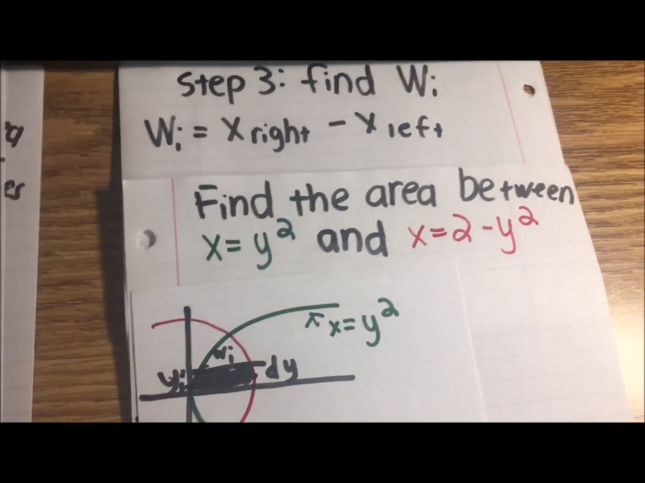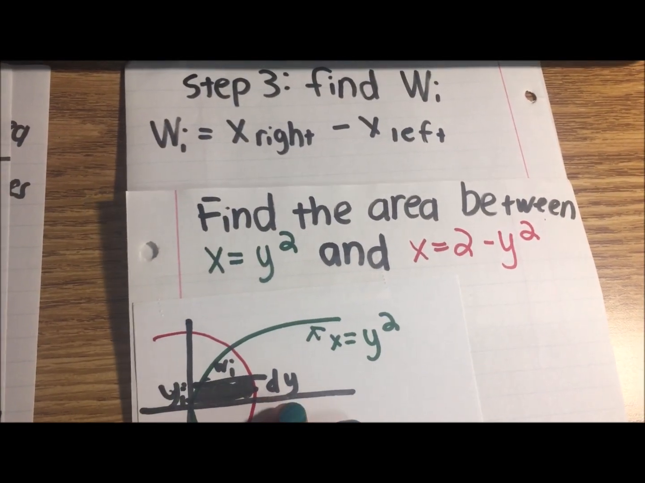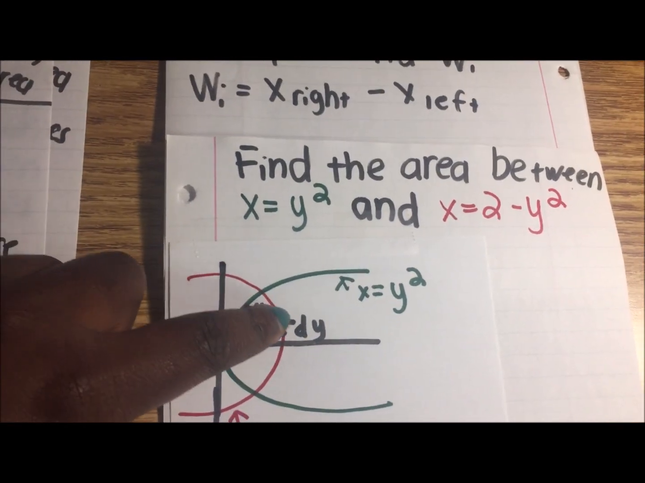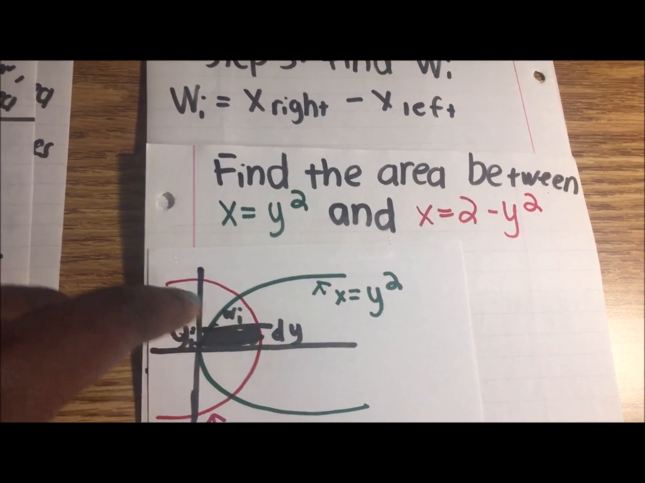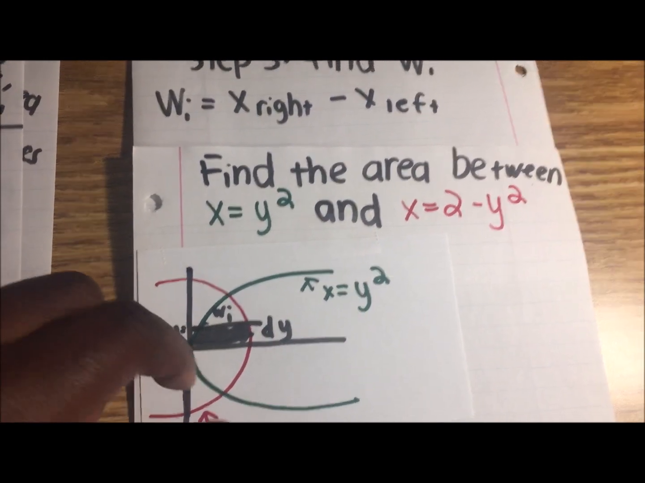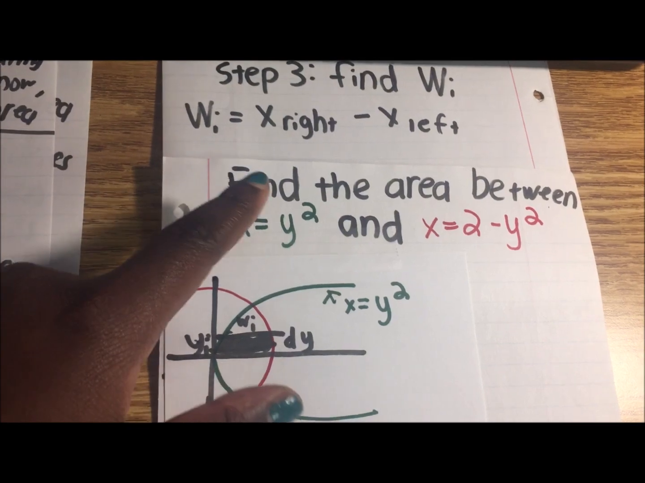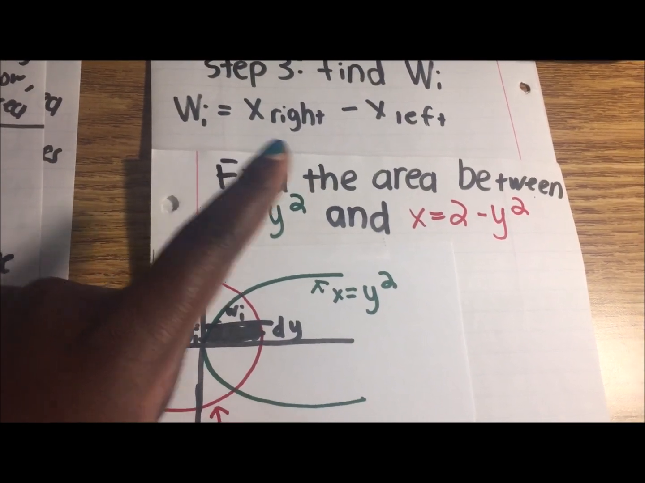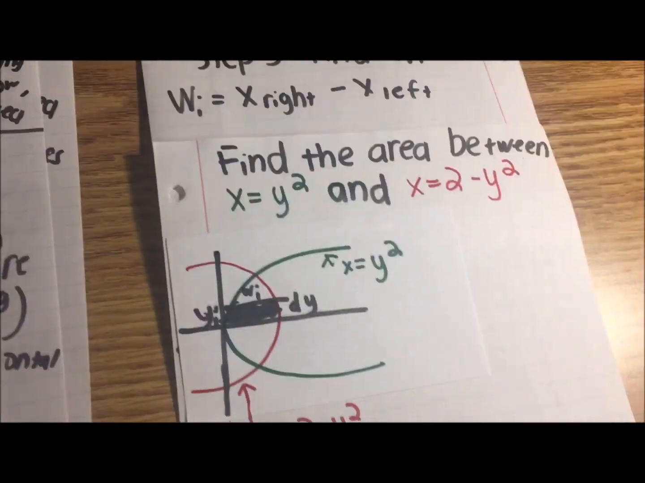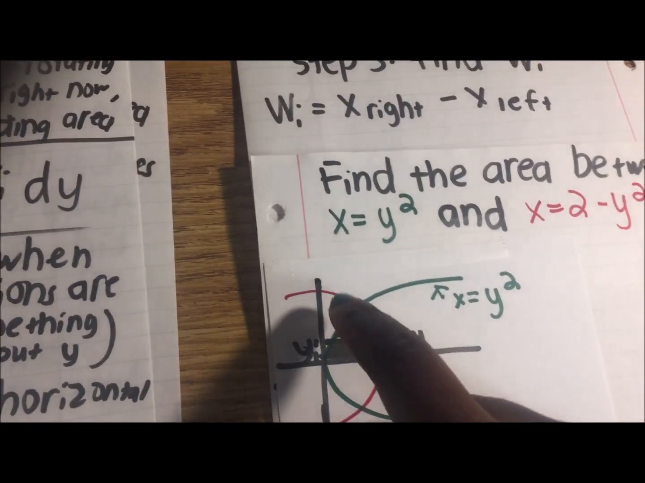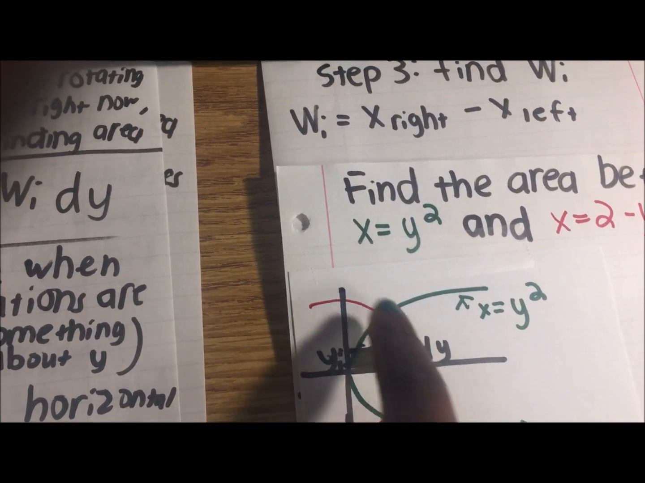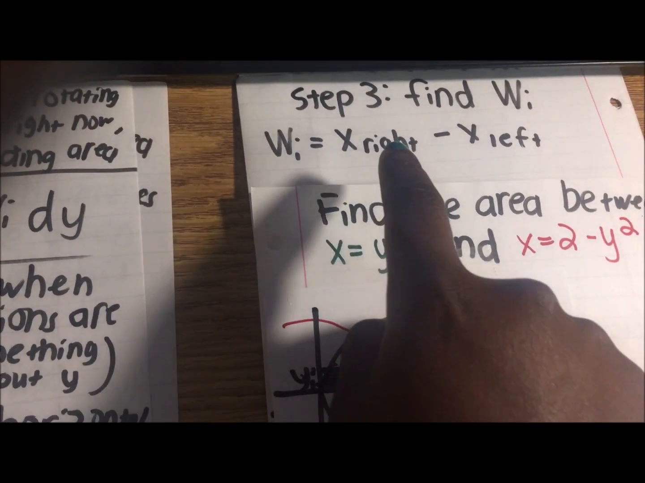Alright, so let's do step 3. Basically, we can just find wi. As I said earlier, wi is the width of this strip. So in order to find that, we're going to do x right minus x left. X right is what touches the strip on the right side of the strip.